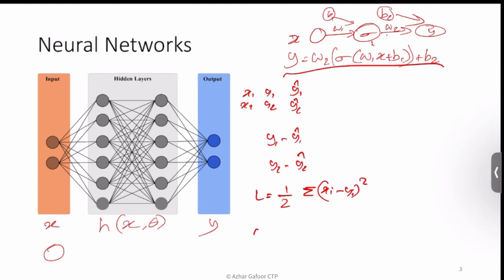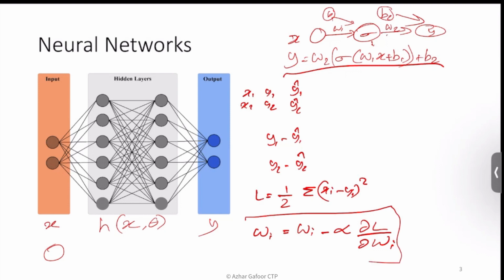Now the weights are updated like, say, weight i is equal to weight i minus alpha into dou L by dou Wi. So each weight is updated by this method. We have too many weights in here. All these layers will have weights.